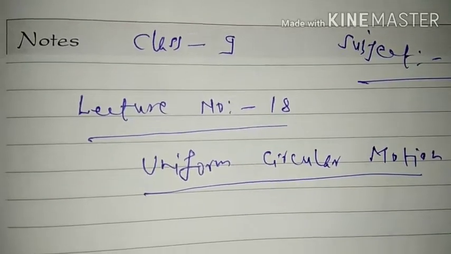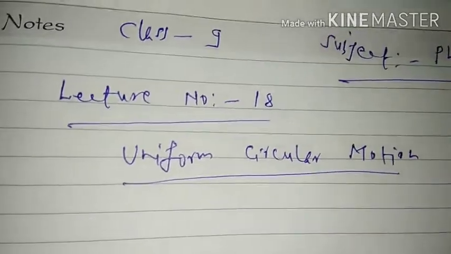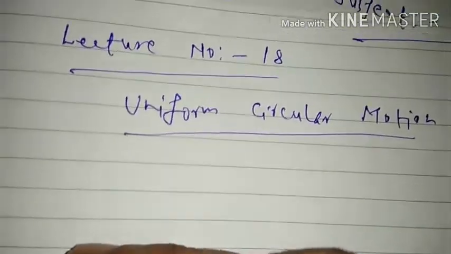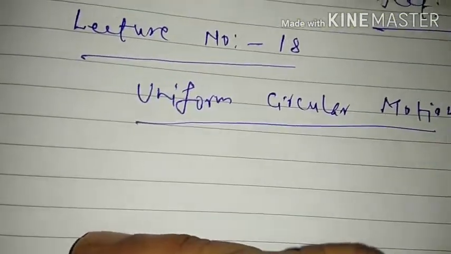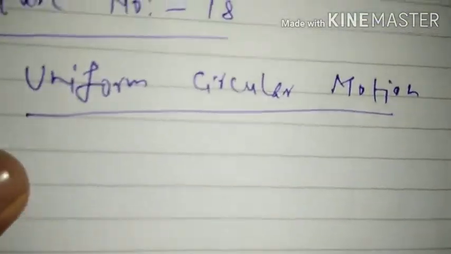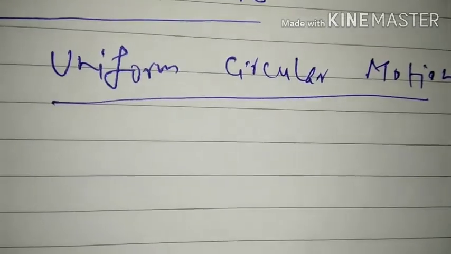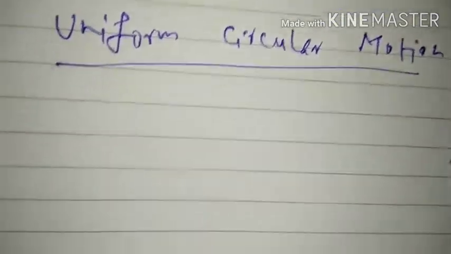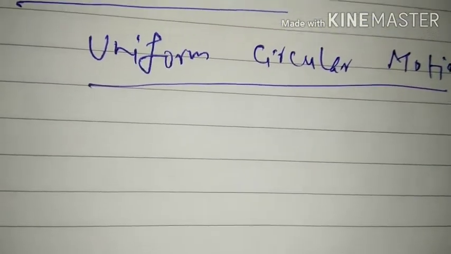Hello students, in my last lecture I had explained how we can solve numericals and we had solved in-text questions of NCERT. Now the next topic is uniform circular motion. So see how we shall explain it. Before explaining it, there are some descriptions given here on page 110 of NCERT.